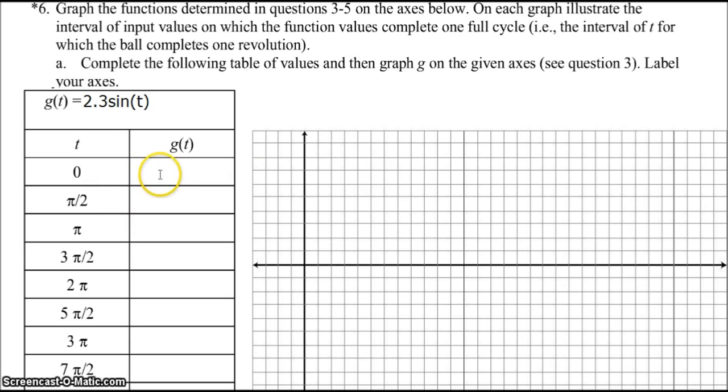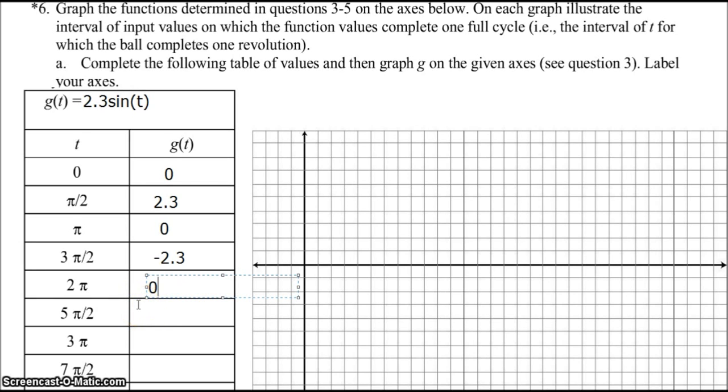Now if the time is 0, there's no vertical distance that has been swept out, so the output is 0. When we get to pi over 2, that's 90 degrees, and we have one full radius length as the height. When we're at pi, that's on the horizontal, and the vertical distance would be 0. At 3 pi over 2, we're at the bottom, 270 degrees, and so our vertical distance would be the radius, but we can say that it's negative 2.3. At 2 pi, we're at 0 again.